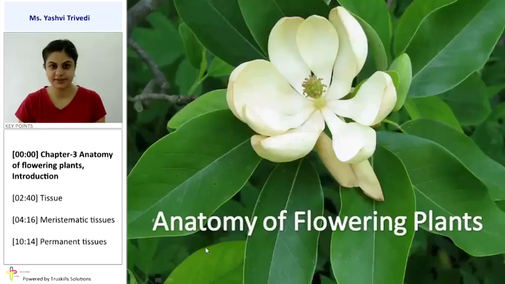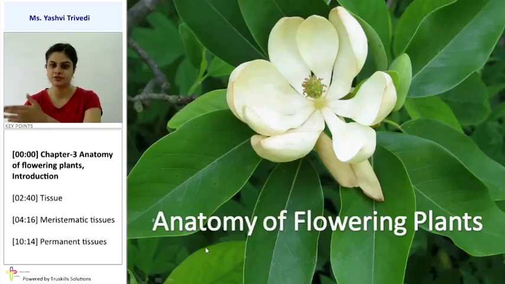Chapter number 3, which is anatomy of the flowering plants. In the first 2 chapters we have seen the morphology. As we know, in this semester there are 3 chapters of botany, which is first, second and third. We have already seen the first 2 chapters, which explain the morphology of the flowering plants, that is root, stem, leaf, flower, fruit, seed and all.